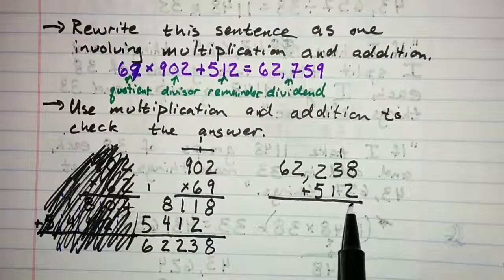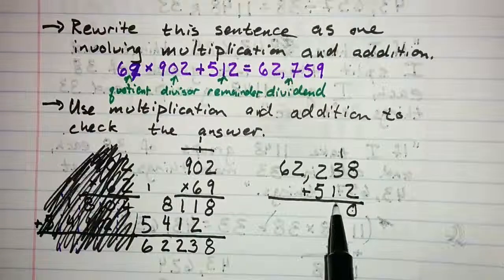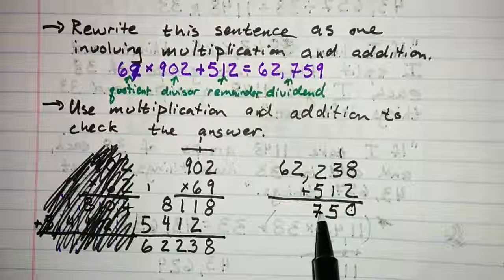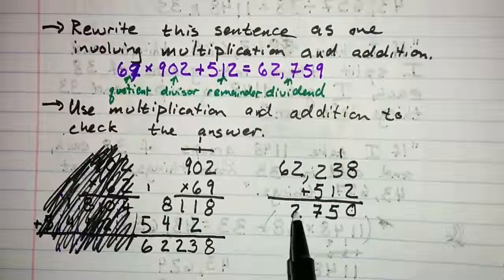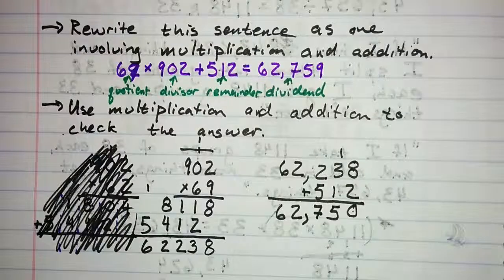8 plus 2 is 10. 1 plus 3 is 4. Plus 1 is 5. 2 and 5 is 7. Just 2. Just 6. What do you guys think?